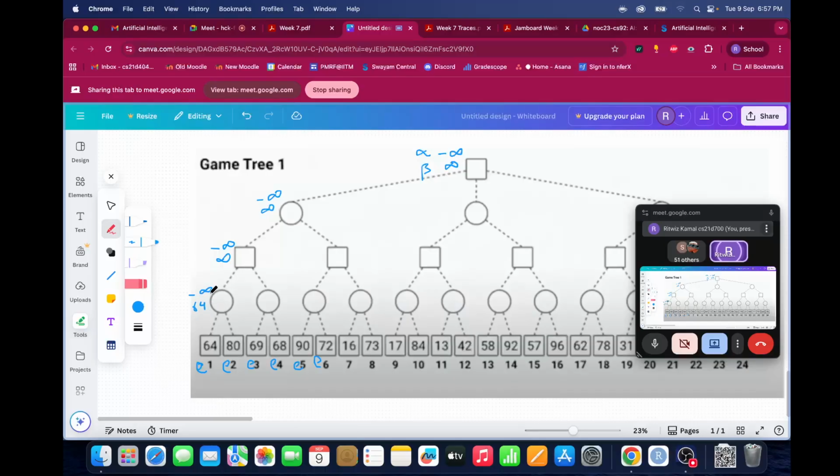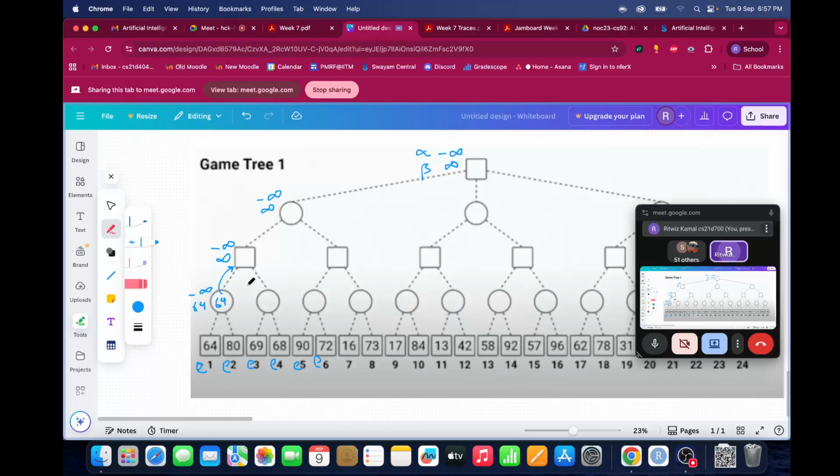Now with minus infinity and 64 in mind, E2 will return a value of 80. 80 is greater than 64. So the beta value will not change. Okay, and then this min node will have a value of 64, which it will return to its parent max node.